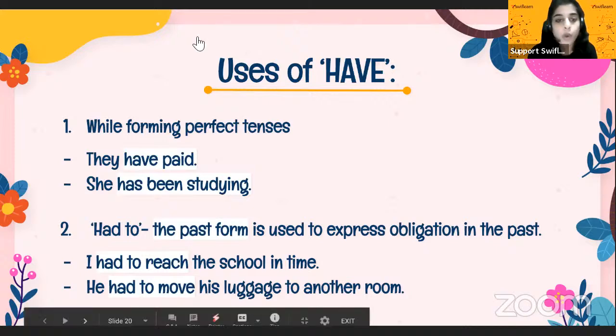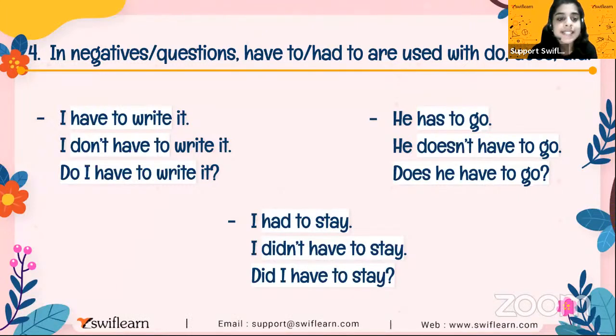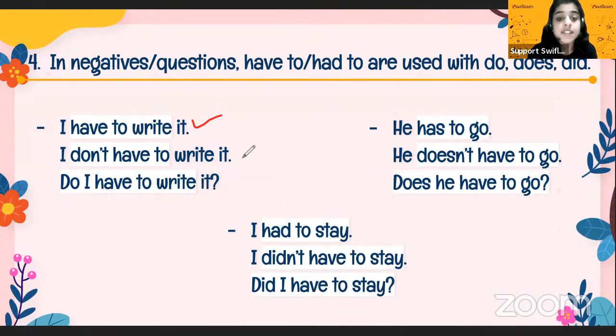Now let's move forward and see how we use these verbs to ask questions. I have to write it. I don't have to write it. Do I have to write it? So this is a positive sentence. You are saying I have to write it. This is negative. Wherever don't comes, it's negative. Now this is the question. Do I have to write it?